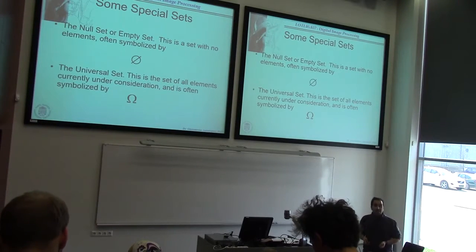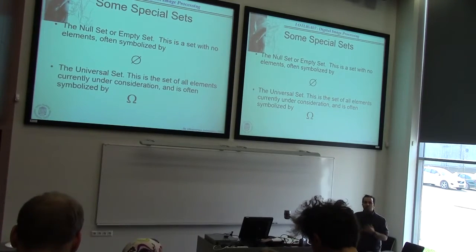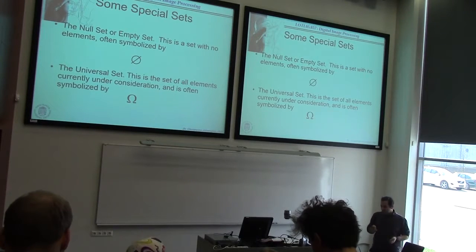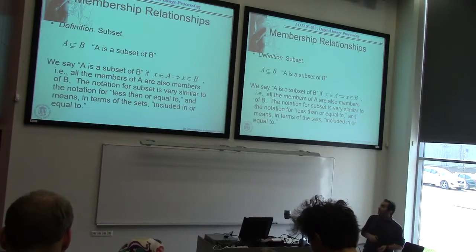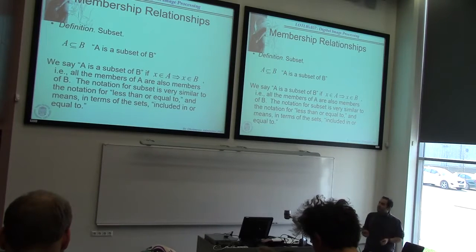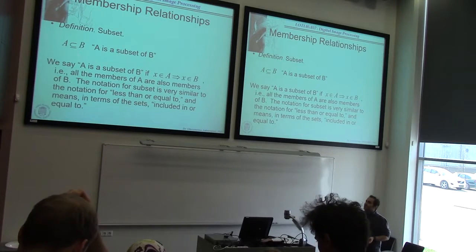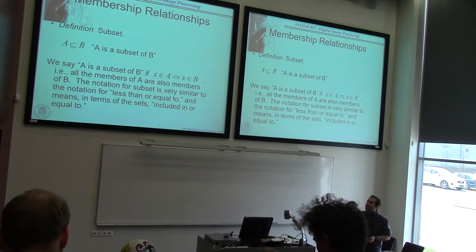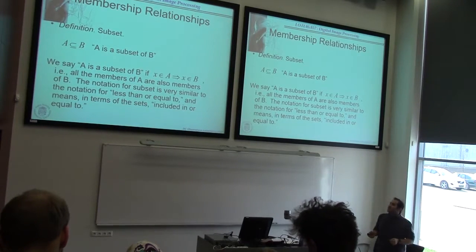Also, we have a universal set that maybe consists of 2, 3, 4, or maybe more subsets in it, that we show with this sign. And we can say that A is a subset of B with this sign. It means that all elements of the set A are also in the set B. It means that A is a subset of B.